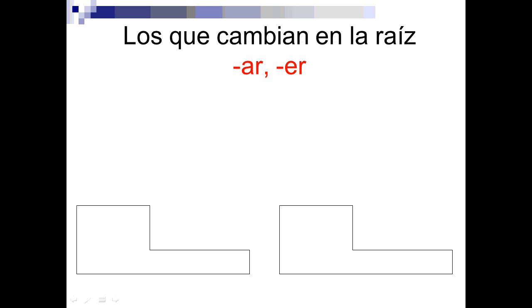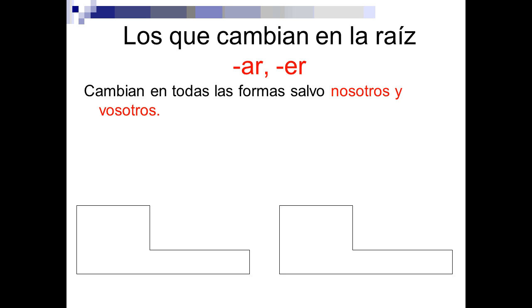Los que cambian en la raíz. Now, whatever questions that you have, write them to the side so in class tomorrow I can answer any of them, and we'll be practicing this a lot. So now we have the stem changers. Now we have stem changers that end in AR and that end in ER. So, cambian en todas las formas salvo or excepto nosotros y vosotros. Okay, por ejemplo, tenemos pensar y entender.